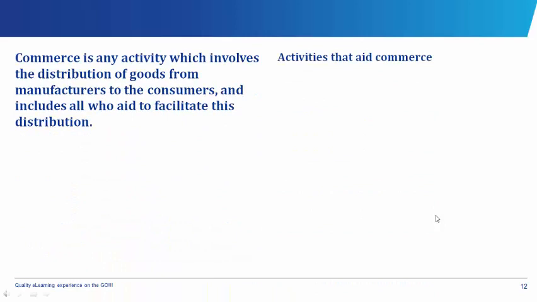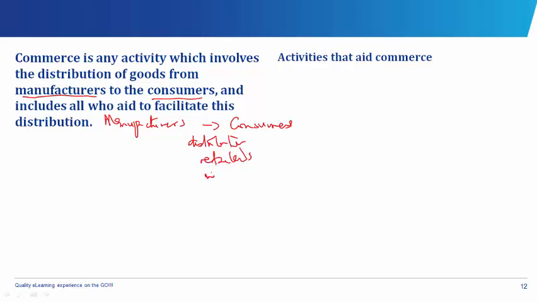Commerce is defined as any activity which involves the distribution of goods from manufacturers to consumers and includes all who aid to facilitate this distribution. Now let's look at some of the important details in this definition. It says it involves the distribution of goods from manufacturers, that's the point of origin, down to consumers. When goods move from manufacturers to consumers, they could pass through different intermediaries. Some of them could be distributors, the retailers, or could go straight to warehouses, wholesalers, etc. So all the activities involved in this distribution are termed commerce.